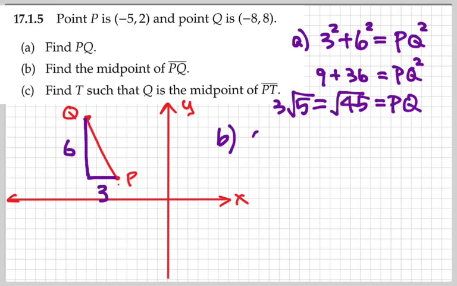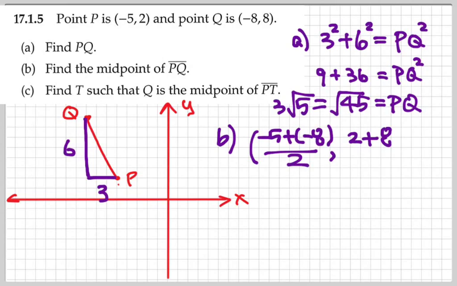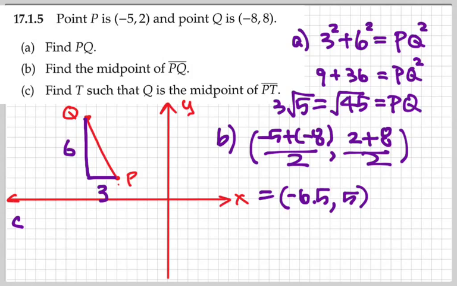How about the midpoint? How do you find the midpoint? We can simply use the average concept here. So the average of -5 and -8, and the average of 2 and 8. Then the first one becomes -6.5 and the second one becomes 5. That's it.